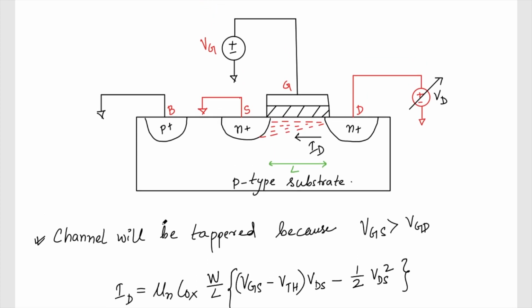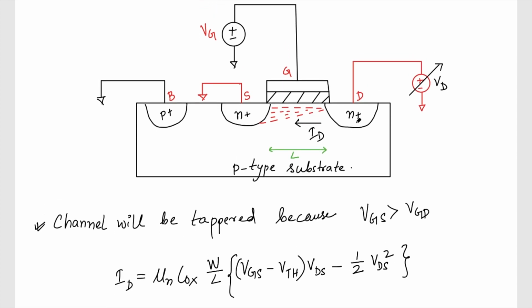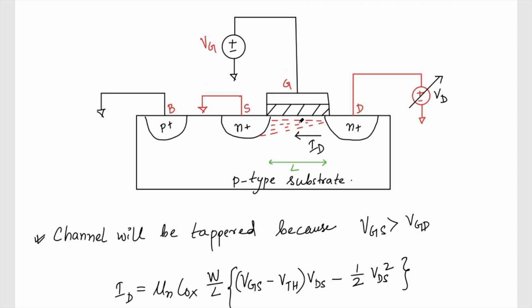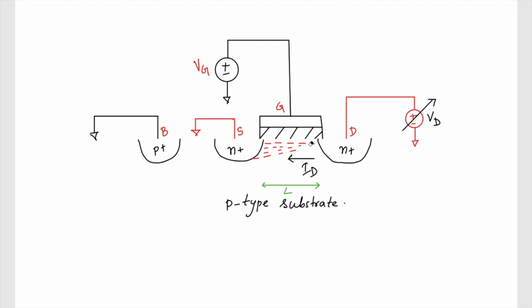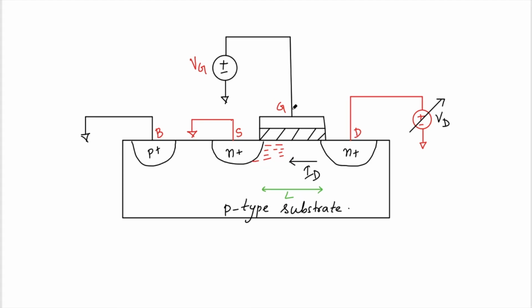Okay, so now we have got the current, but what happens if I keep increasing this VD? A time will come when this will become more than VG. Then what will happen to this channel? Let's see in more detail now. As I was mentioning, if I keep increasing this VD, a time will come when the difference between this voltage VGS and this VGD, basically VG minus VD, or VGS minus VDS, changes.